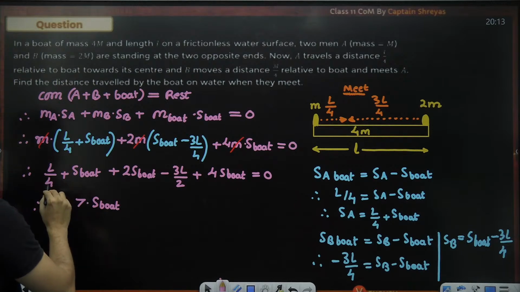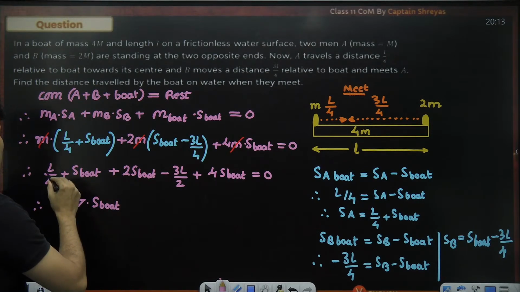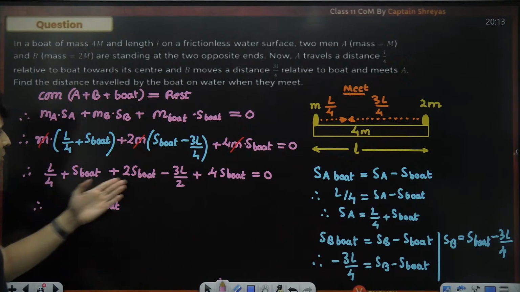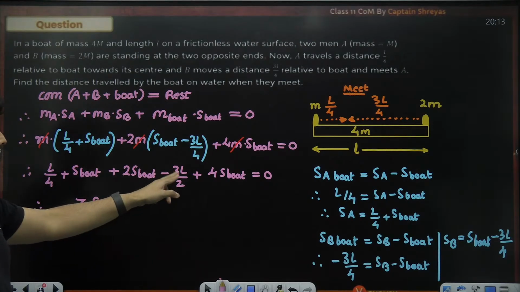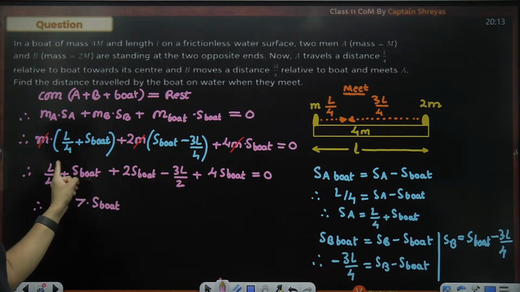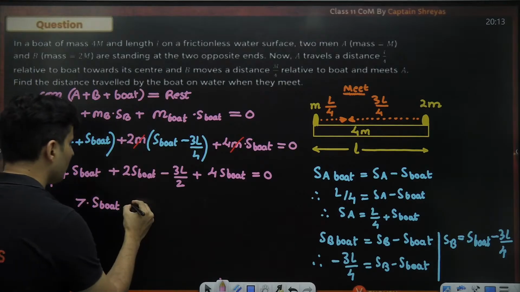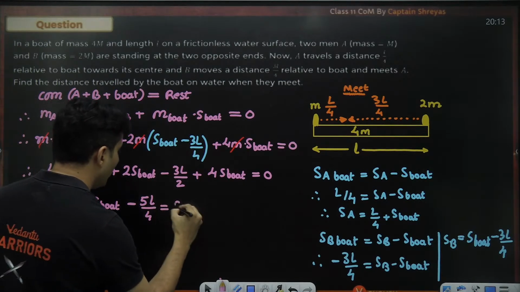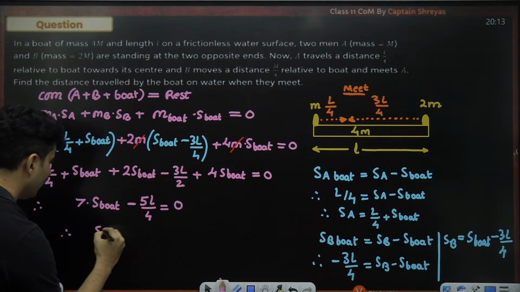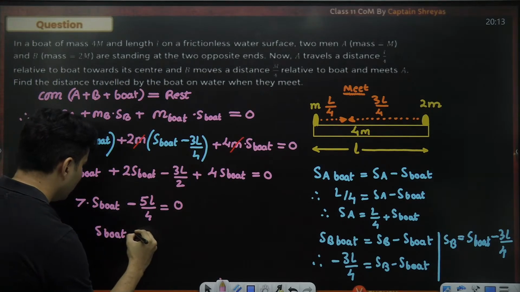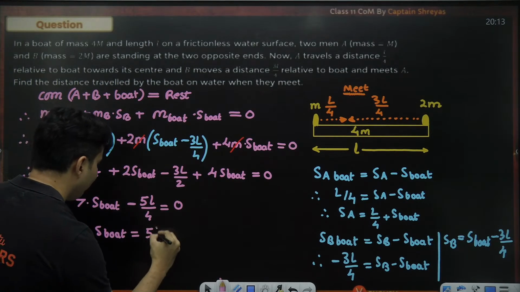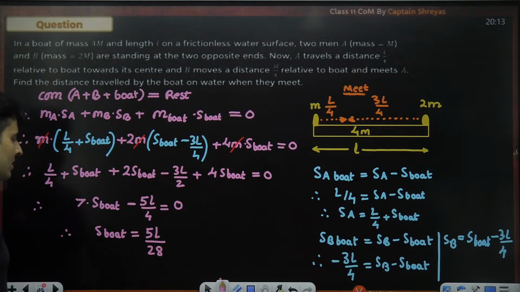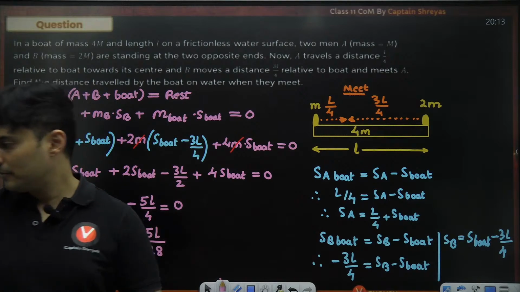Yes. So L by 4 minus, this is 0.25 minus 1.5, or you can just say L by 4 minus 3L by 2. That will become 6L by 4. So 1 minus 6, 5L by 4. So this will become minus 5L by 4 is equal to 0. Therefore, the displacement of the boat is 5L, 7 4s are 28. This is the answer.